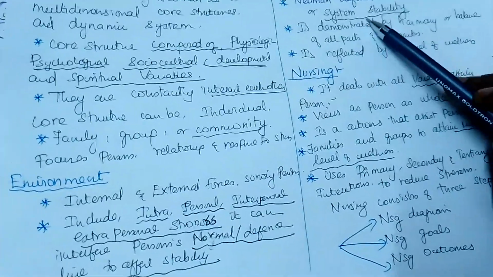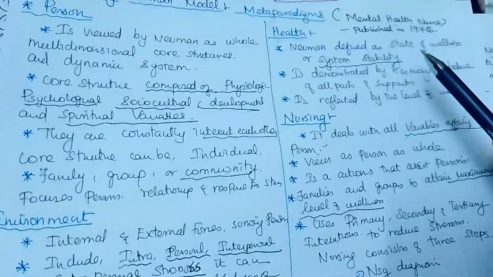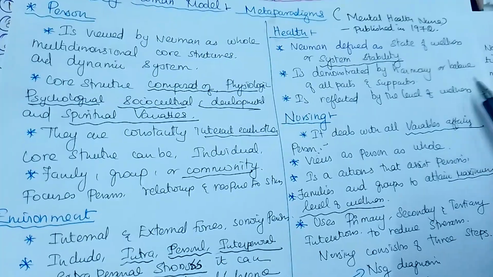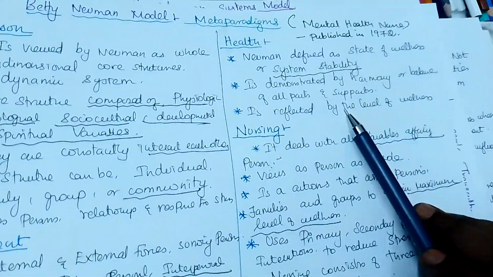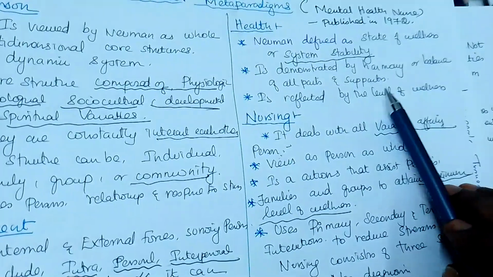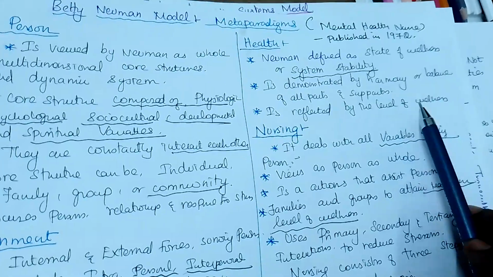What is she telling about health? Health is defined as a state of wellness in the system. Okay, understand? She demonstrates the harmony of all parts of the system. So if one system is affected, all systems are going to be affected. So health is a harmony, and it is reflected in the level of wellness.